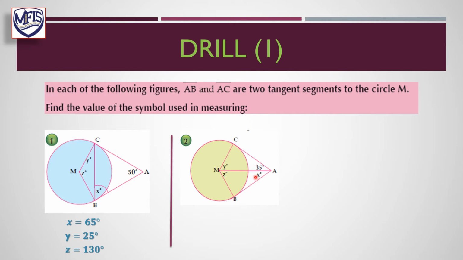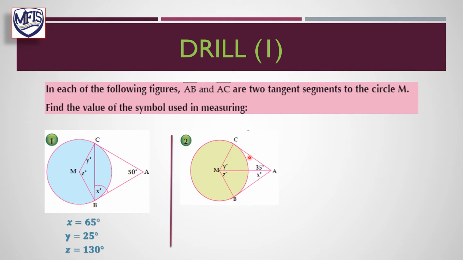Okay, now measure angle X equals 35. Because AM bisects angle A, then X equals 35. What about Y and Z? As we can see here, the value of Y equals the value of Z because AM also bisects angle CMB. So if I find the value of Y, then I have the value of Z. How to find the value of Y?